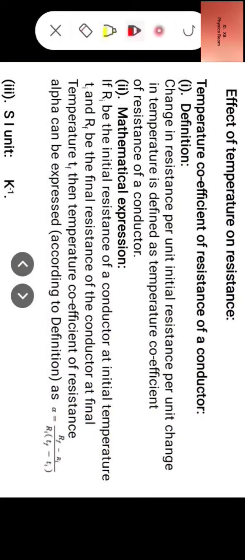Hello friends, continuing with the topic of Ohm's law, today we take up the fifth part, effect of temperature on resistance. I repeat, the topic is effect of temperature on resistance.